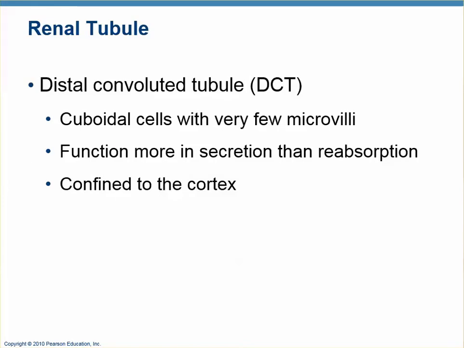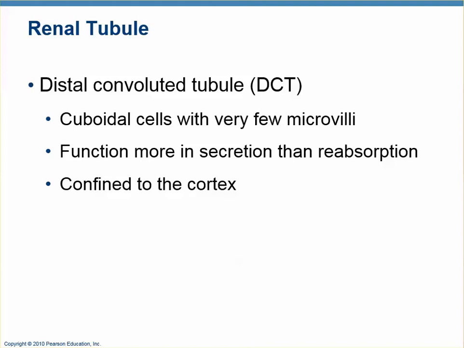The distal convoluted tubule is where the final reabsorption happens. By the time the filtrate gets to here, almost all of the nutrients and things that we want to reabsorb are reabsorbed. The distal convoluted tubule is all about reabsorbing more water, especially if you're dehydrated, and sodium, and getting rid of potassium if we have too much potassium.